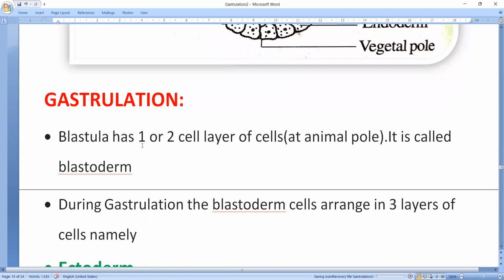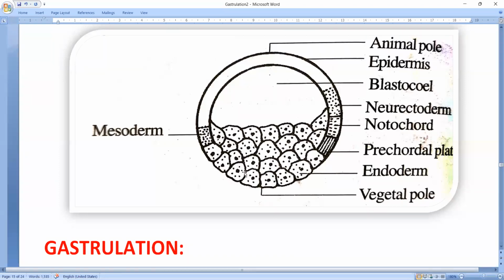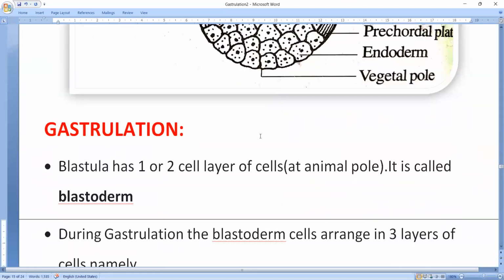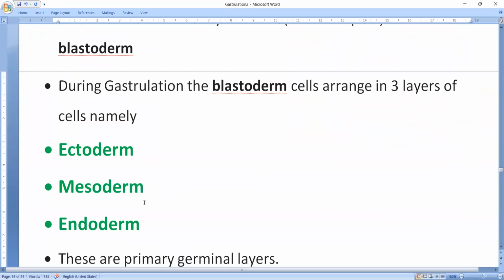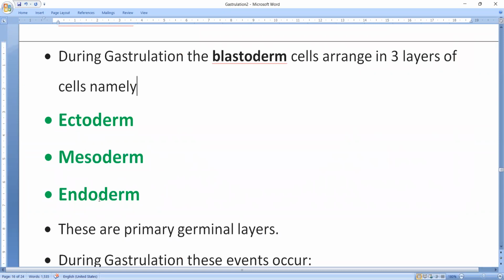Anyway, the blastula has one or two cell layers at the animal pole, so it is called the blastoderm. So this area is the blastoderm. During gastrulation, the blastoderm cells arrange in three layers of cells, namely ectoderm, mesoderm, and endoderm.